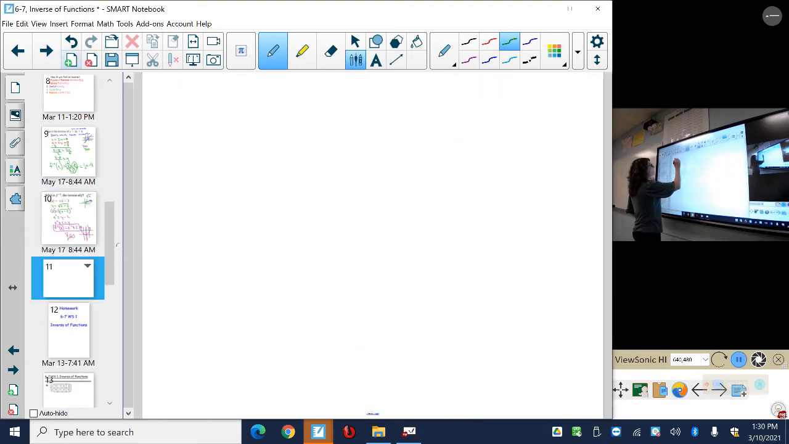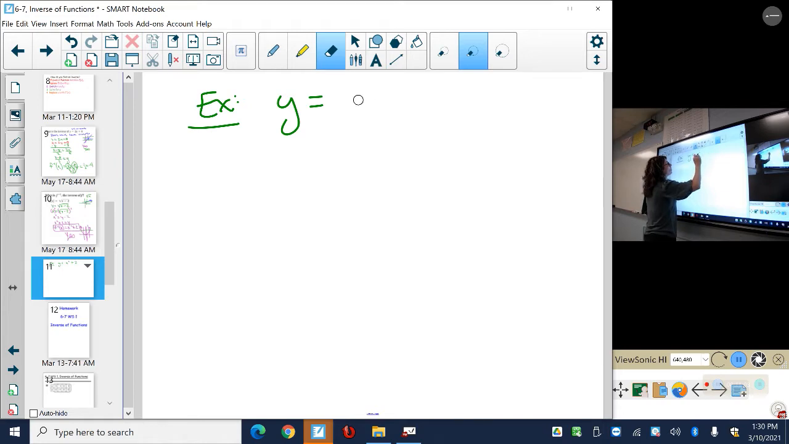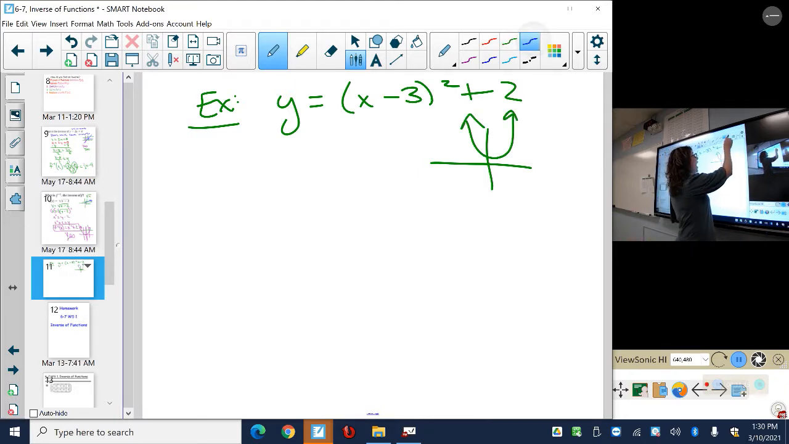However, I can take y equals x squared plus 2. Actually, let's make this x minus 3 squared plus 2, and I can find the inverse of that, okay? How do I find the inverse of something that looks like a parabola? It passes the vertical line test, but it does not pass the horizontal line test.